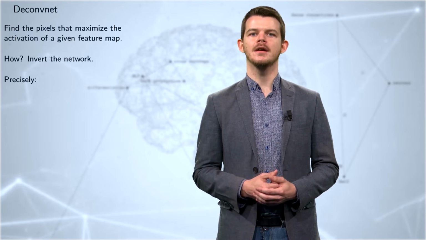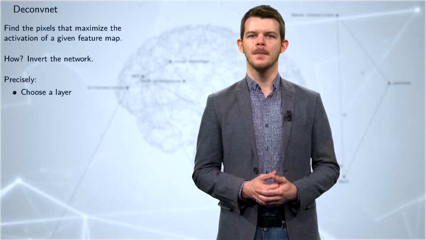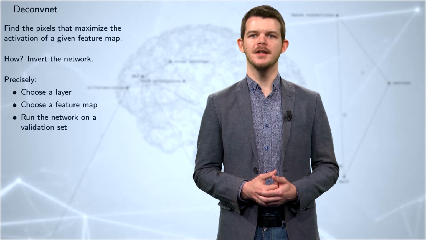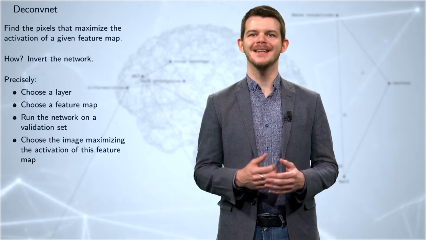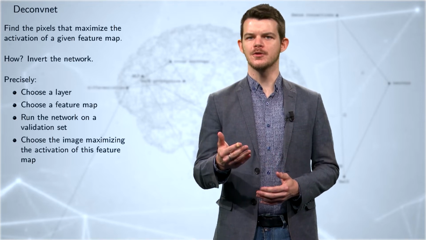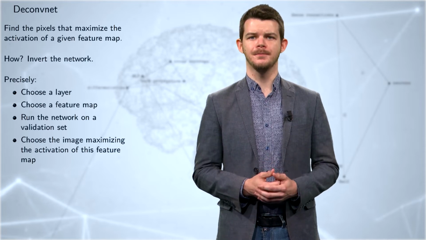Assume that we are given a trained AlexNet. Then, we choose in this network a layer and a feature map in this layer. We then run the network on a validation set and select the image whose activation for the given feature map is maximal. This can correspond to the image that maximizes the sum of all values of the feature map.